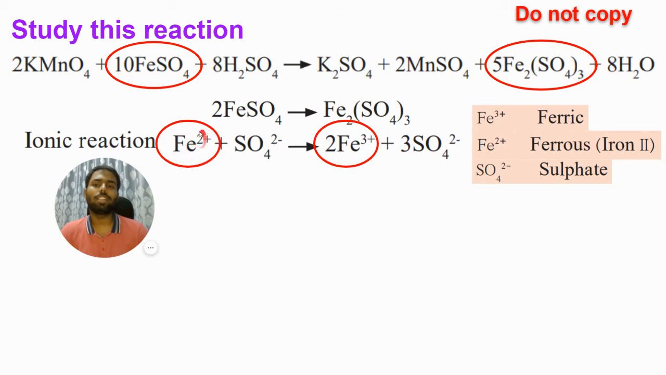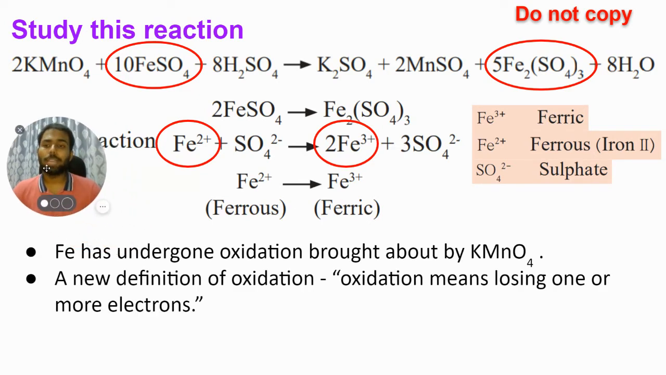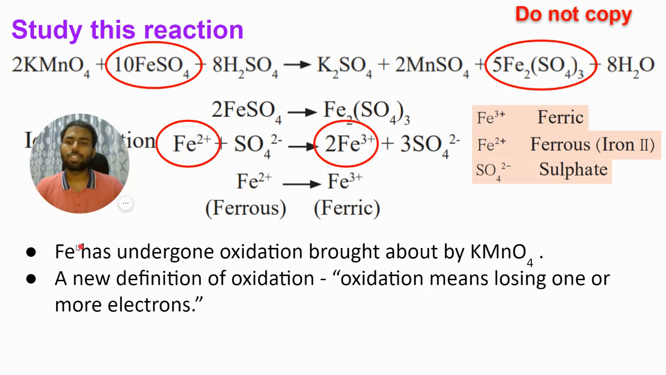See here Fe is in 2+ state, and here Fe is in 3+ state. So the state of the ion has changed, right? Fe2+, which is called ferrous, has been converted to Fe3+, which is called ferric. Okay, so it is also a type of oxidation reaction. So Fe has undergone oxidation brought about by KMnO4.